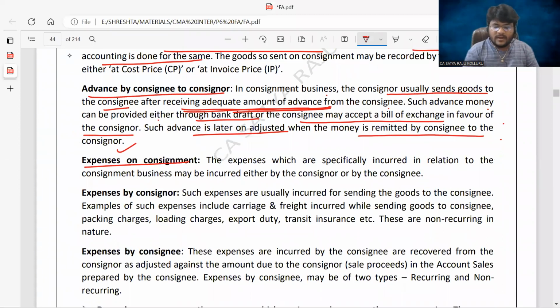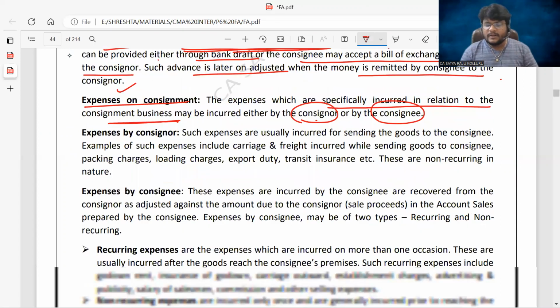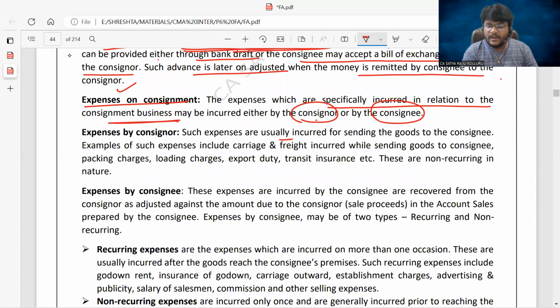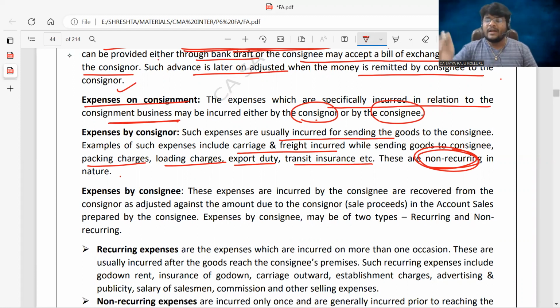Next, expenses on consignment. These expenses are specifically incurred in relation to the consignment business, and may be incurred either by consignor or by the consignee. Expenses incurred by the consignor: such expenses are usually incurred for sending goods to the consignee. Examples are carriage and freight, packing charges, loading charges, export duty, transit insurance. These are all non-recurring in nature, happening only one time in the time period. Next time, at the time of sending the goods, they might be incurred again. That's why these are not regular, that's why non-recurring in nature.